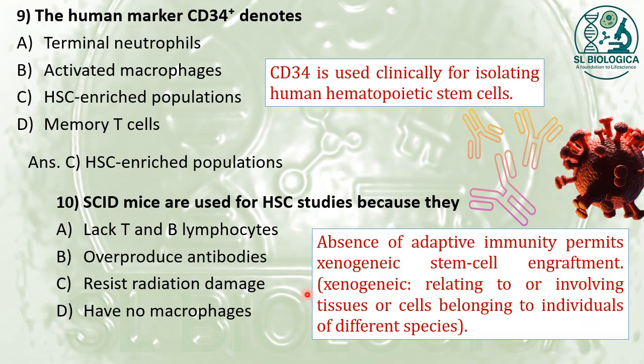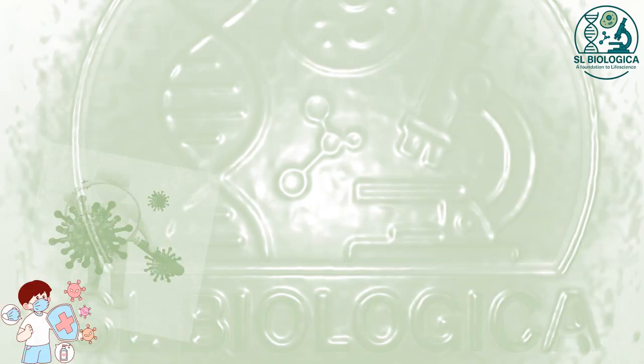So now let's look back to the options. They lack T and B lymphocytes. Overproduce antibodies? No, it won't overproduce antibodies because they lack the immune response. Resist radiation damage? No. Have no macrophages? Actually, the answer is option A because they lack the adaptive immunity. So they lack T and B lymphocytes. So the correct answer is option A. The skid mice lack T and B lymphocytes, and it could be used for the HSC studies, mainly xenogenic stem cell engraftment studies. So now it's clear. Let's move to the next question.